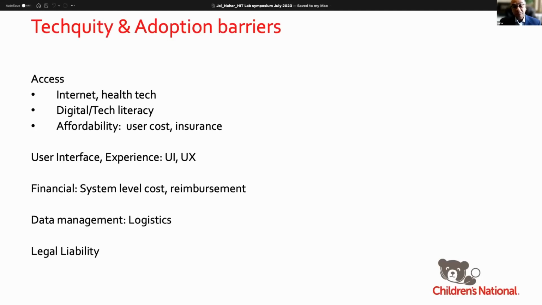Affordability, maybe they don't have capacity to purchase the computational devices. And what about the insurance? People who are underinsured, who do not have insurance, or those who are marginalized, there is absolute access and a barrier to the TechVity. Next is user interface and experience.